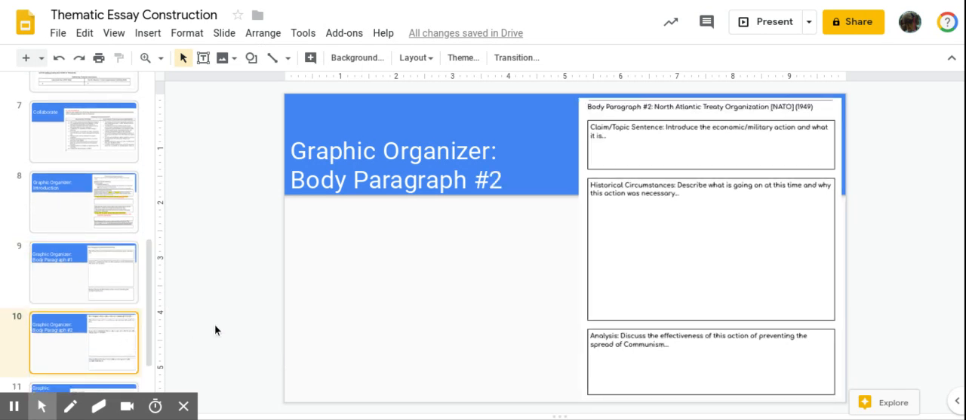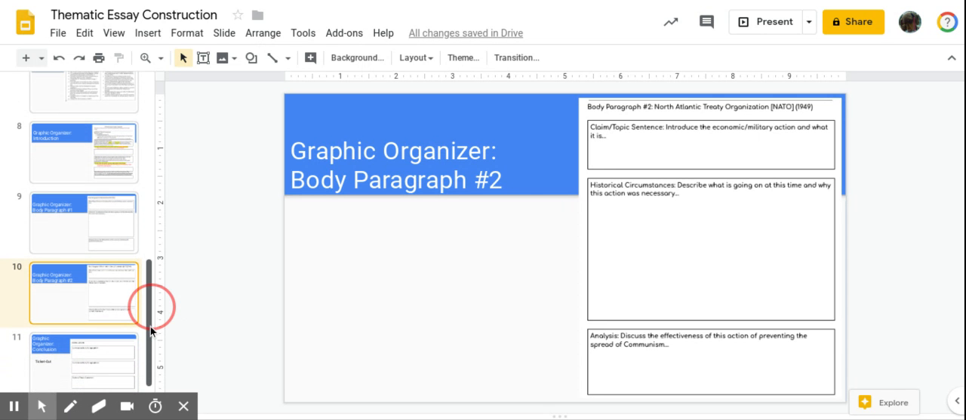They'll do the same thing for NATO, go through the same thing for the body paragraphs. So basically in this section of the lesson, they're using all that information they've already collected. So it's their choice whether they want to kind of bullet the information or whether they want to really start writing sentences. So that's their time. They have about 20 minutes to fill in the body parts of both of these paragraphs.